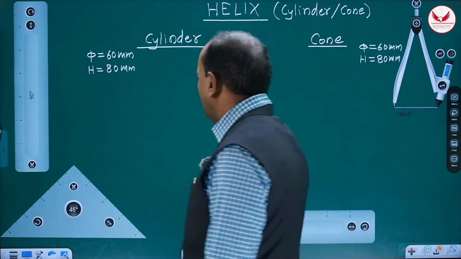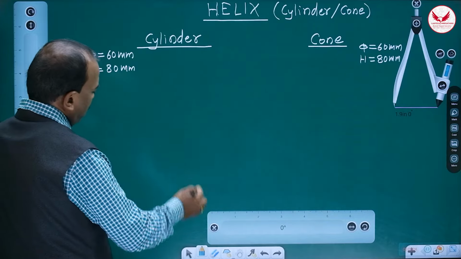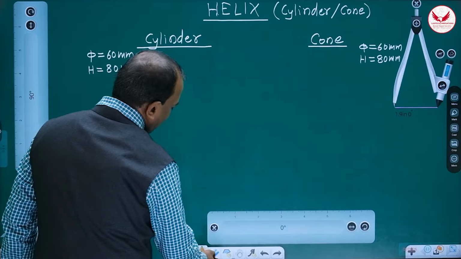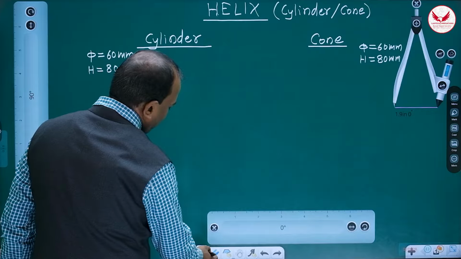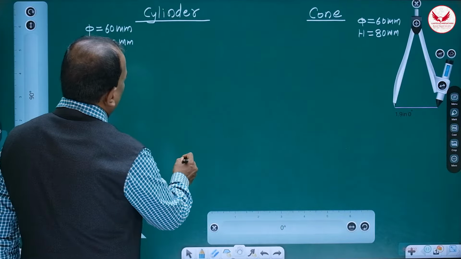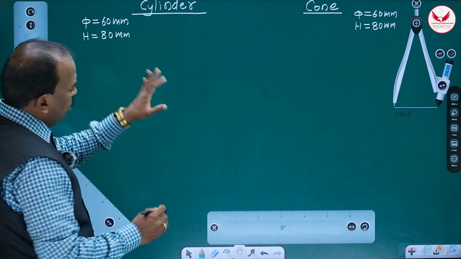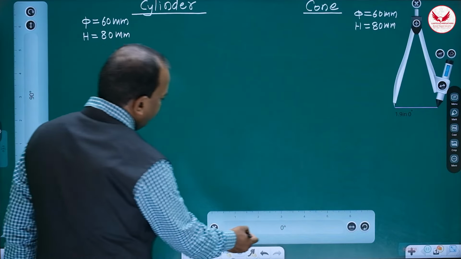So how can we draw it? That I'll explain. First, in both the cases, it's a cylinder and it's a cone, and for both the dimensions are going to be the same.